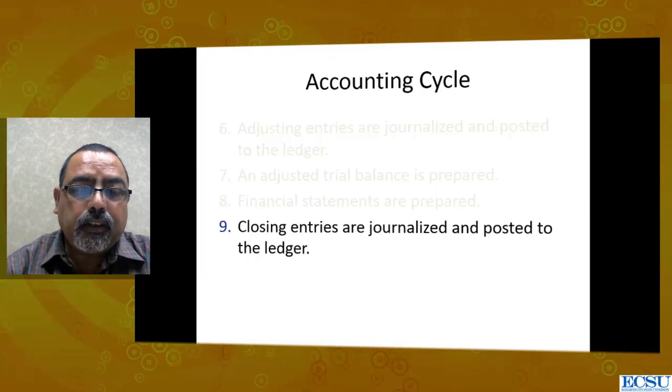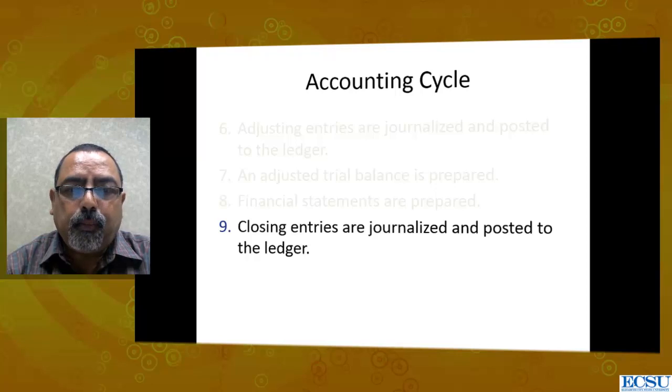Now, closing entries are journalized and then again posted into the ledgers. Now, we don't open the ledgers separately. We'll be using the same ledgers that we have already opened. Only thing that we are doing under the item, we'll be writing closing entries so that we differentiate the general postings and then the adjusting entries and closing entries.